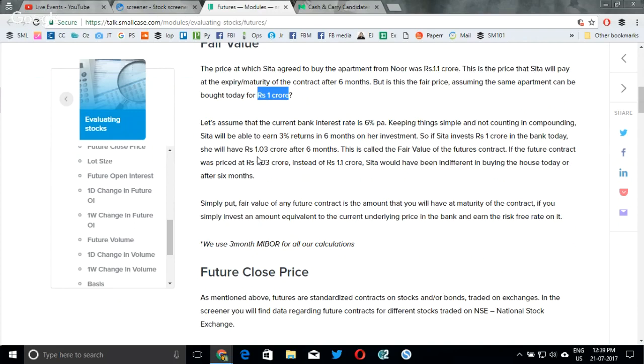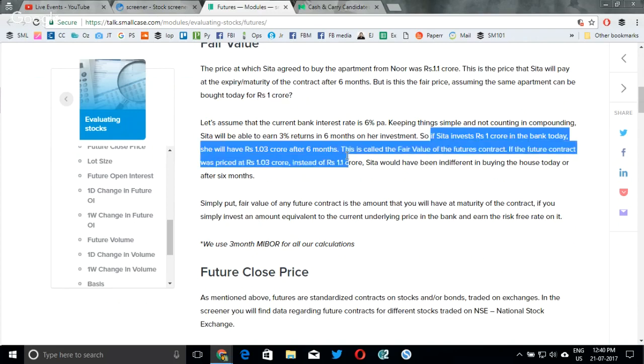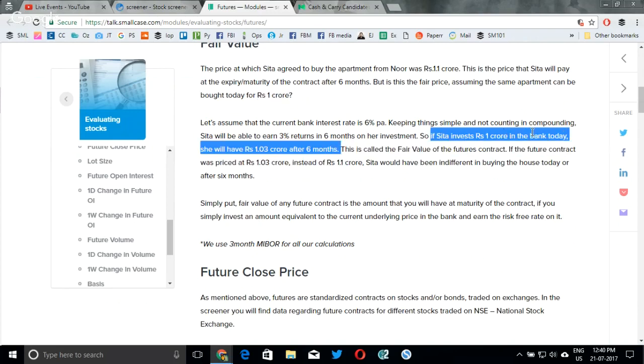And without going into complexities of compounding of returns, we can make a simple assumption that in next 6 months, if she decides to invest any amount of money today, she will be able to realize 3% of returns. So if Sita invests 1 crore rupees today in the bank, she will be able to realize 3% return and will have 1.03 crore rupees at the end of the 6 months. That is, this is what is written here, that if Sita invests rupees 1 crore in the bank today, she will have rupees 1.03 crore after 6 months, because the risk-free interest rate per annum right now for this particular bank is 6%. Now, this is called the fair value of the futures contract.